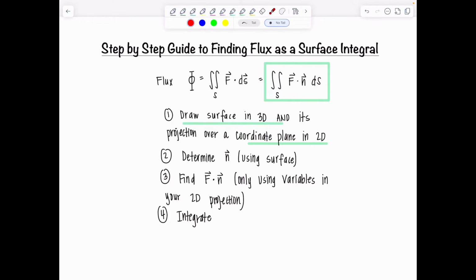Then you're going to determine what your normal vector n is, and that's always based on the surface. Third, you're going to find F dot n, and you can only have variables that are in your 2D projection. What do I mean by that? If you want to project your surface over the xy plane, then when you find F dot n, it better only involve x's and y's. Remember, surface integrals are double integrals, so you cannot have all 3 variables in the integrand. And then lastly, you're going to integrate.